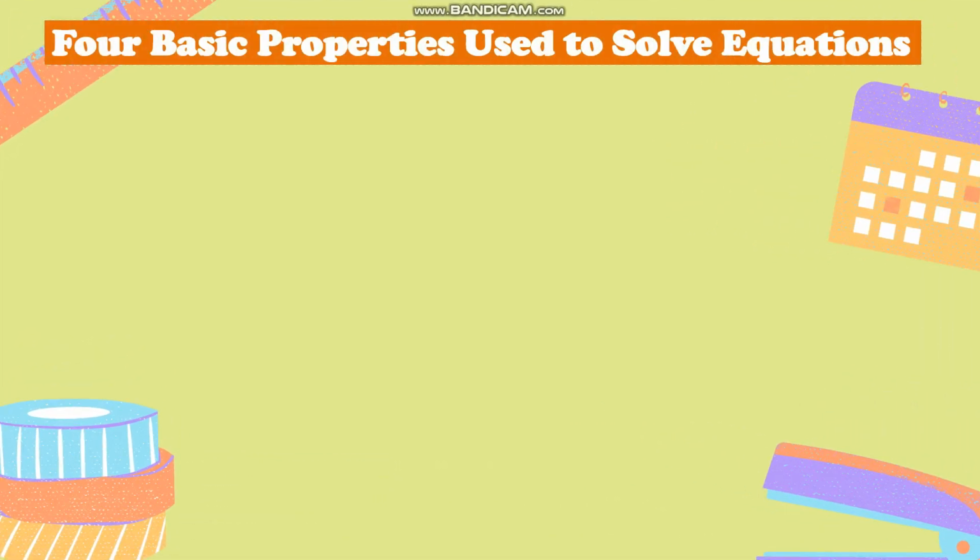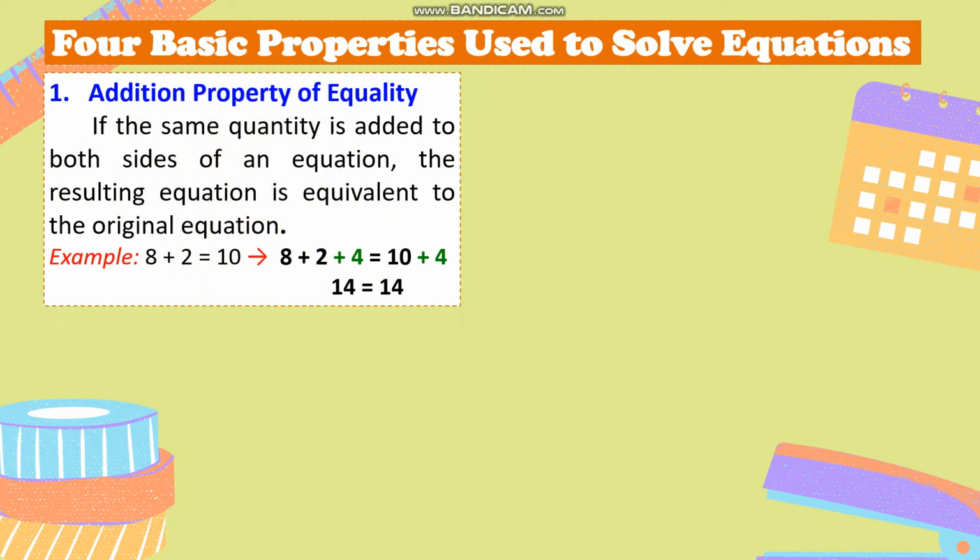4 basic properties used to solve equations. Number 1. Addition property of equality. If the same quantity is added to both sides of an equation, the resulting equation is equivalent to the original equation. Example: 8 plus 2 equals 10. Kapag dinagdagan natin ng 4 ang both sides, magiging 8 plus 2 plus 4 equals 10 plus 4, or 14 equals 14.